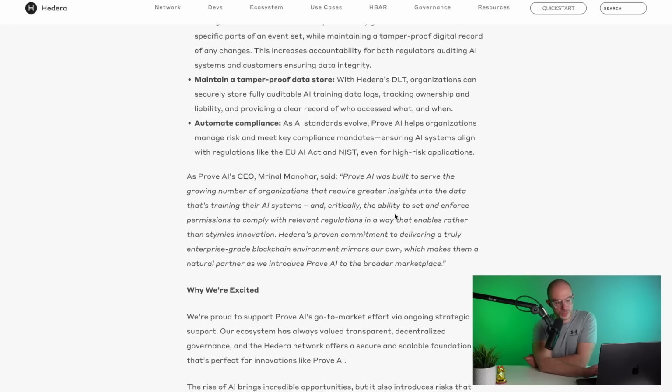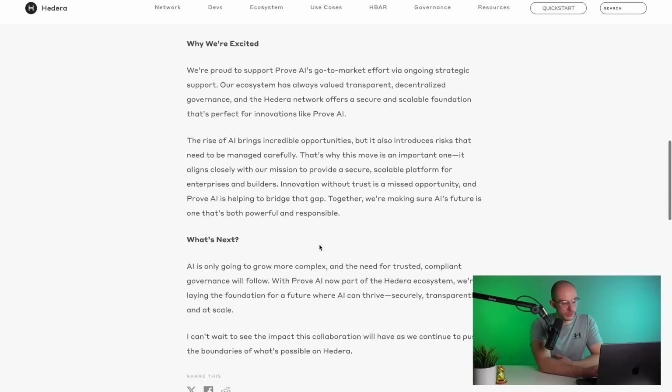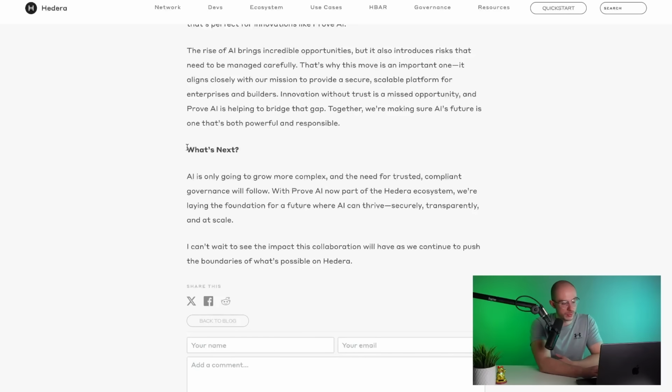And critically, the ability to set and enforce permissions to comply with relevant regulations in a way that enables rather than stymies or stifles innovation. Hedera's proven commitment to delivering a truly enterprise-grade blockchain environment mirrors our own, which makes them a natural partner as we introduce Prove AI to the broader market. It then goes on to talk about a number of other things, but we're ultimately going to see Prove AI utilize Hedera's infrastructure. This is big news.